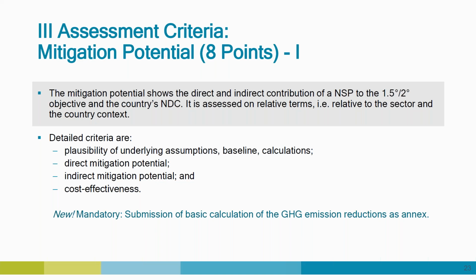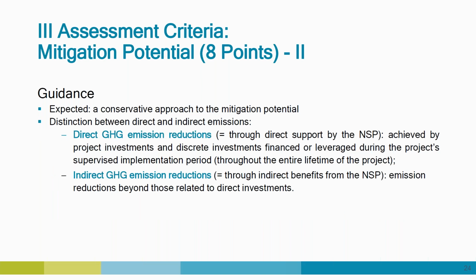Please note that, as highlighted here, applicants are also requested in the 6th call to submit a basic calculation of the GHG emission reductions as a mandatory annex to the outline. In order to provide you with further guidance on the mitigation potential, we would like to highlight a few aspects.